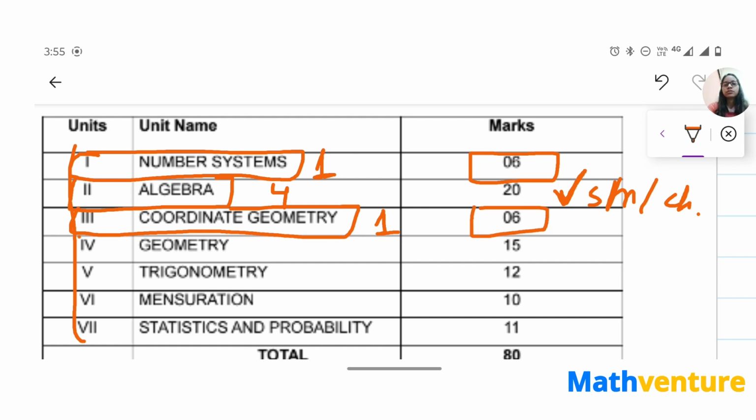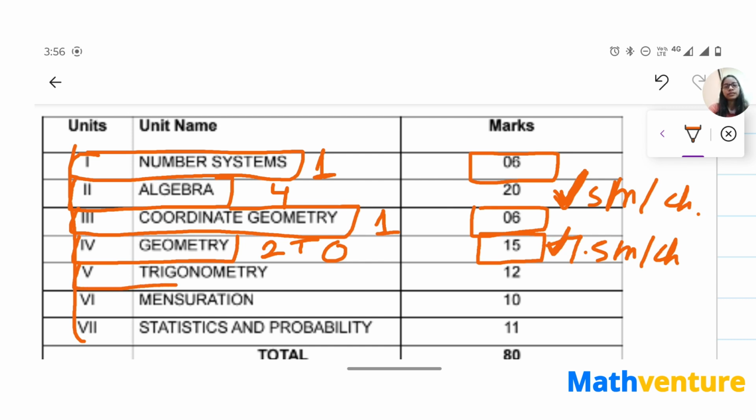Then comes geometry, the 4th unit, and in geometry we will see 2 chapters, one of triangles and one of circles, and it has weightage of 15 marks. So there are only 2 chapters. If we see per chapter, the marks distribution is 7.5 marks per chapter. So including the second unit, this is also an important unit.